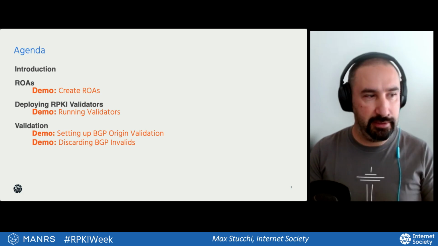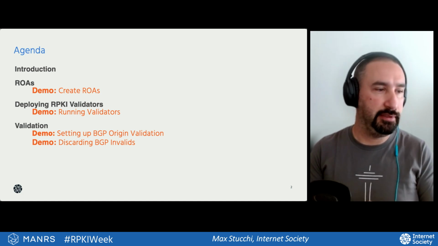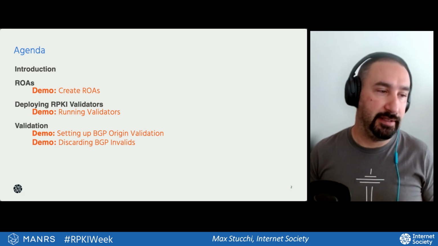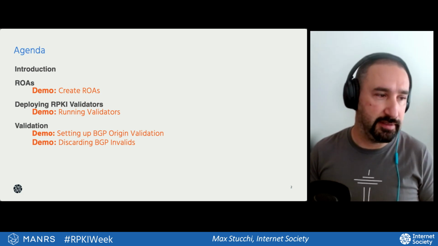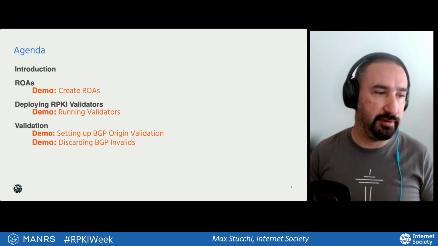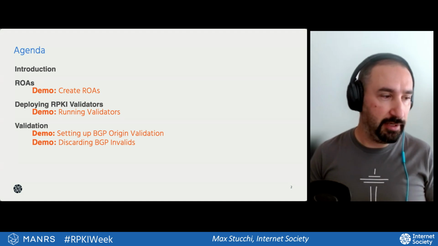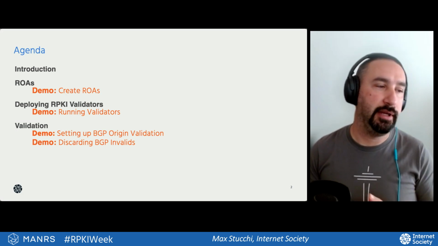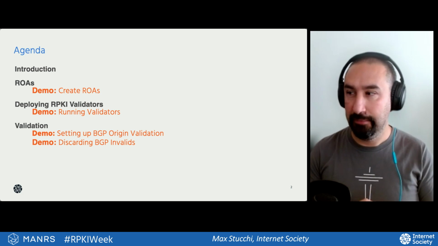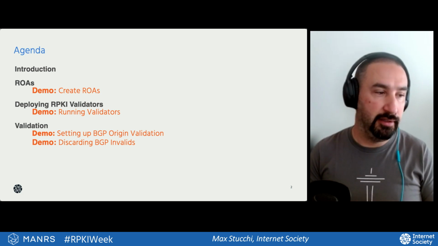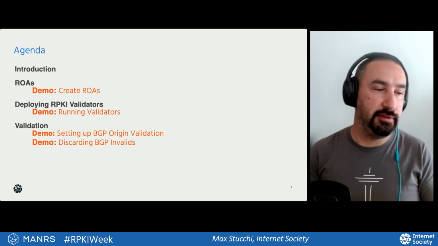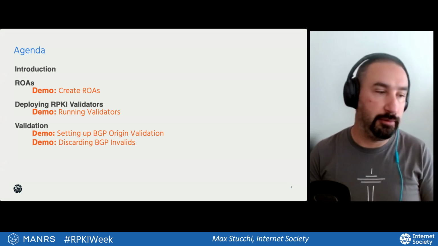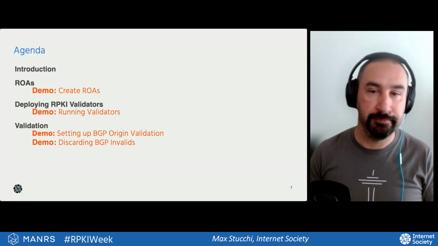And then we'll look at the other side of RPKI. We will deploy. We will see how you run a validator. The installation is really simple, so we will not go into that, but how you start them. And then the real core of RPKI, we will look at the validation, how this happens, how it works. And then there are 2 demos in one, basically. We will set up origin validation, and while we set that up, the effect will be that we discard BGP invalids.